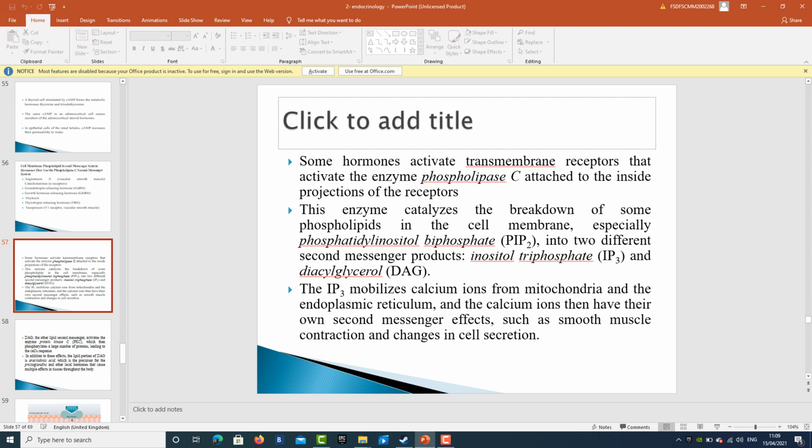IP3 mobilizes calcium ions from the mitochondria and the endoplasmic reticulum, and the calcium ions then have their own second messenger effects, such as smooth muscle contraction and changes in cell secretion. This is how this second messenger system works.